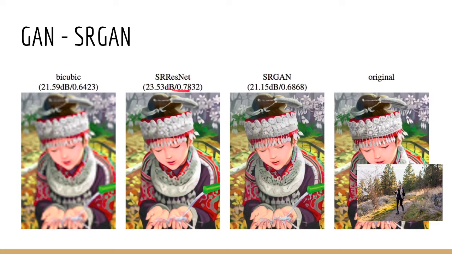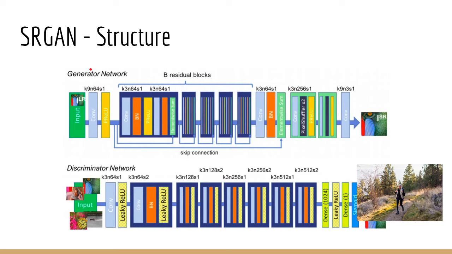SRResNet is one of the traditional methods, similar to the previous methods that we've seen, like FSRCNN. And we have SRGAN, which is what we are trying to understand, what it's capable of doing. And you can see the original image here. Let's come back to this image after looking at the structure of an SRGAN.